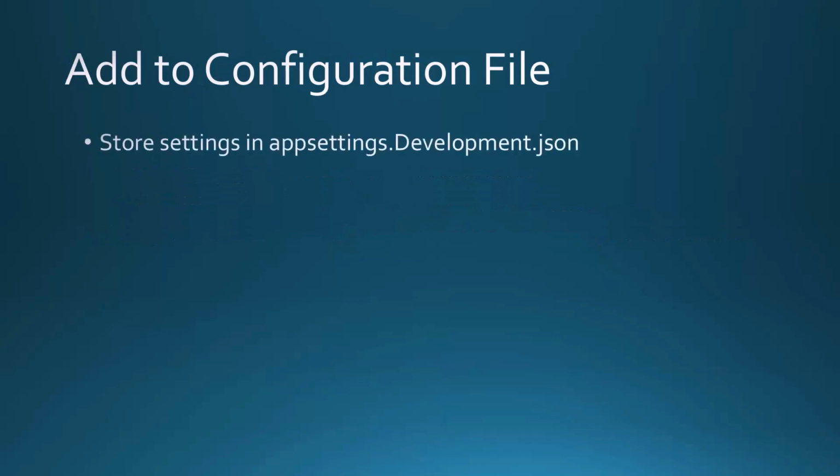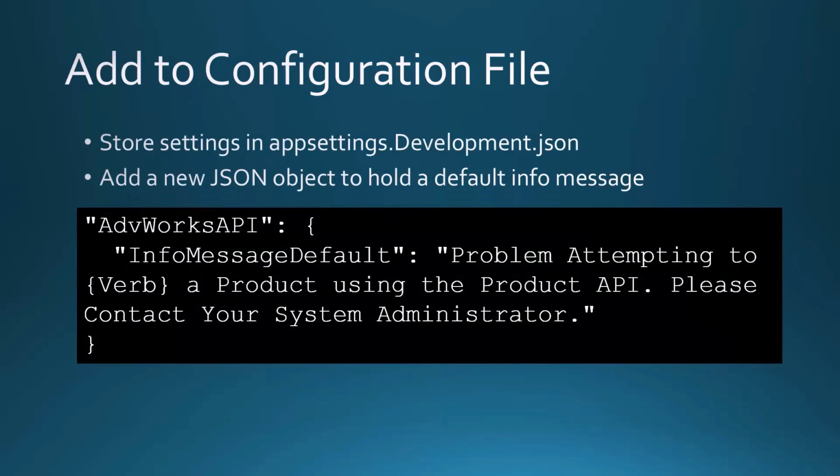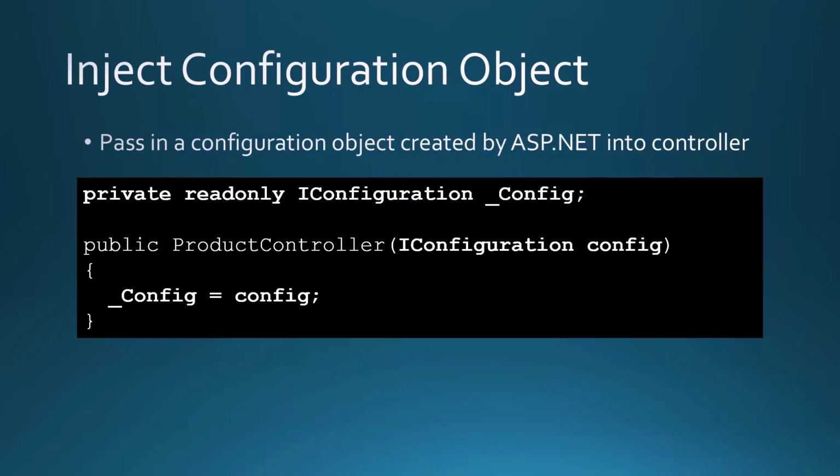So in our appsettings.development.json, we'll add a new JSON object to hold a default informational message. Remember the informational message where we said problem attempting to get from the product API, please contact your system administrator? We're going to take that hard-coded message out of the product controller and put it here into our configuration file. We're then going to pass in a configuration object that's created by ASP.NET into the product controller so that we can read that data out of that file.